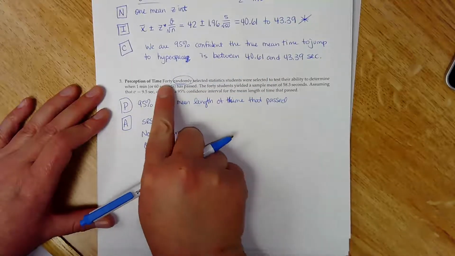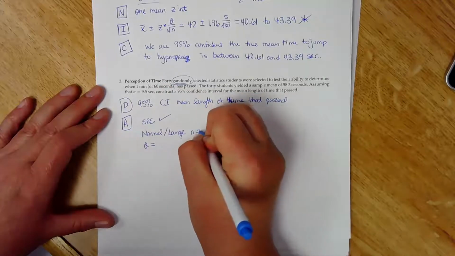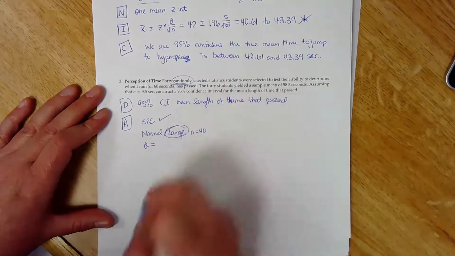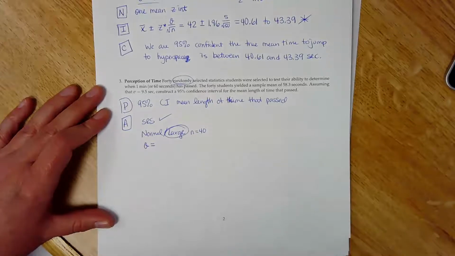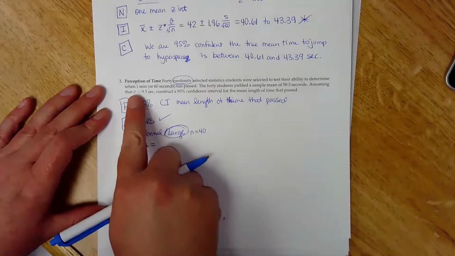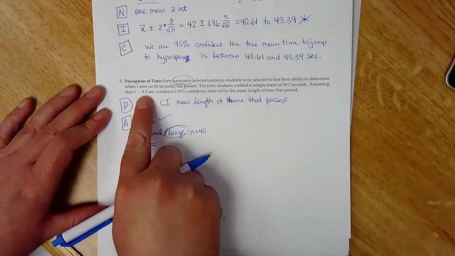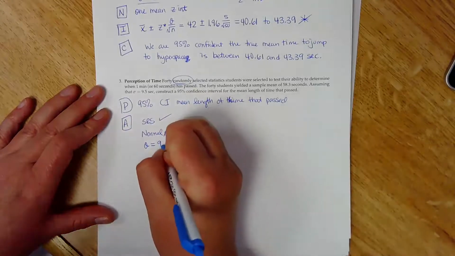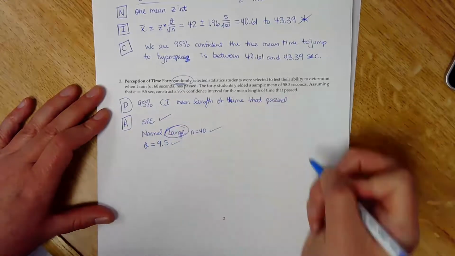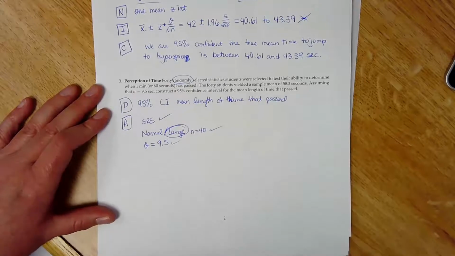We know that our sample size is 40, so I will go ahead and circle the large and write down that n is equal to 40. And then it tells us right in the problem here that sigma is 9.5, so I'm going to write that down. So I've met all of my assumptions and conditions.